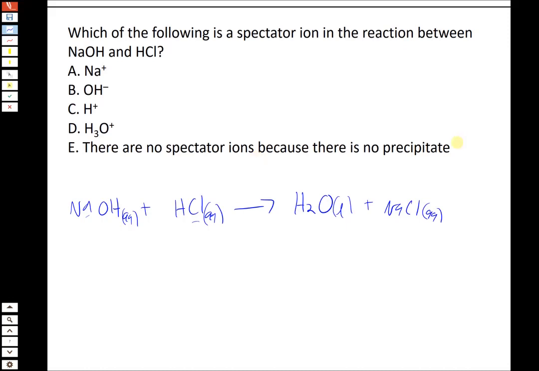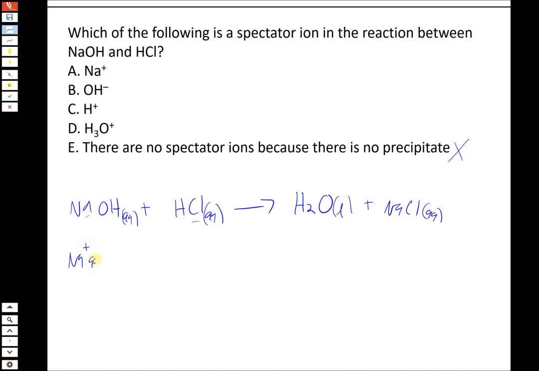So this one's not going to be correct because the presence or absence of a precipitate doesn't tell you whether or not there's going to be spectator ions. We still have to go through and figure out, are there any spectator ions? Are there any ions that appear as aqueous dissolved ions on both sides of the arrow? So for this, we need to separate out the reactants and the appropriate products into ions.